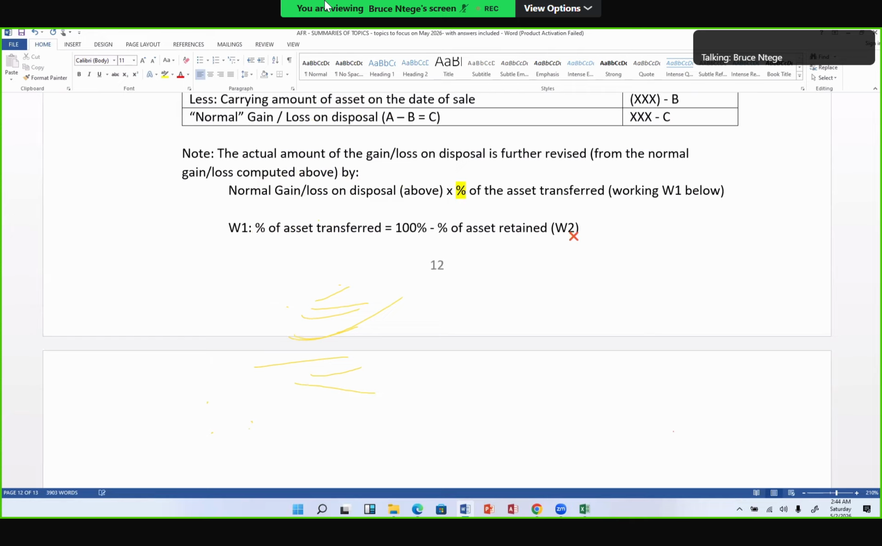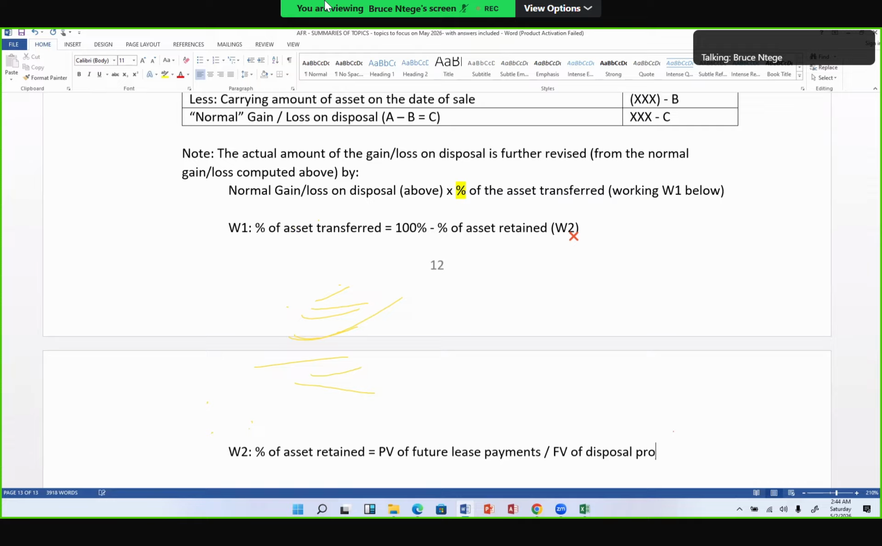So working two is the percentage of the asset retained, which is computed mathematically as the present value (PV) of the future lease payments, at times called the lease obligation at the start, divided by the fair value (FV) of the disposal proceeds.